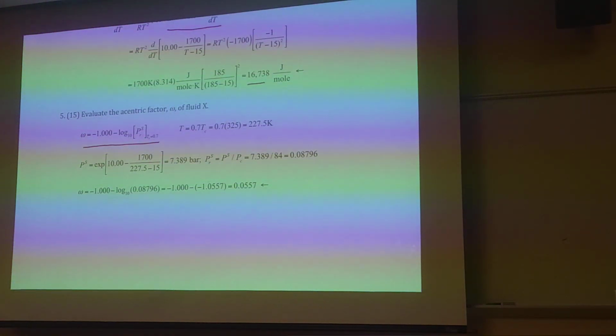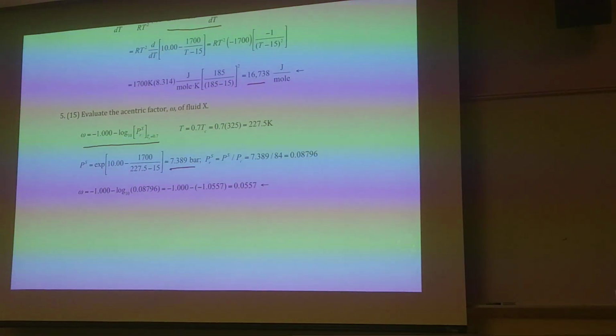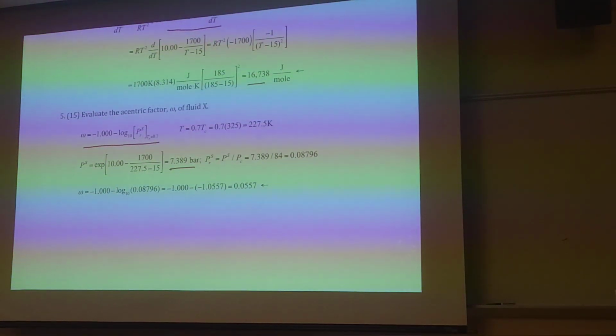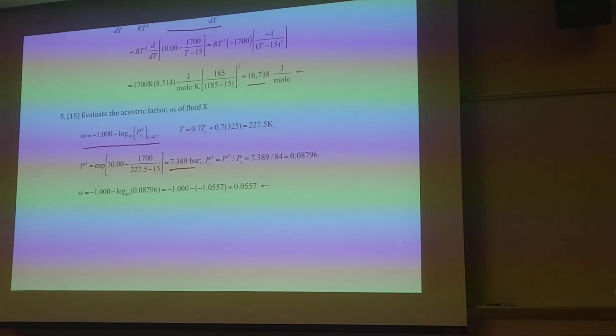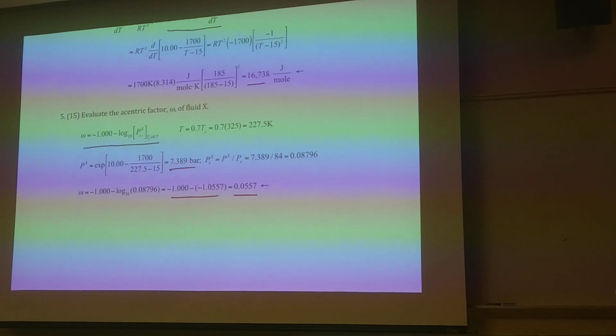So then I plug in the Antoine equation, the 227.5 K, and get that the vapor pressure is 7.389 bars. And then the reduced vapor pressure under those conditions turns out to be 0.08796. And when I take a common log of that, I get, of course, a negative number, minus 1.0557. So when I work it out from the definition, I get an acentric factor here of 0.0557.